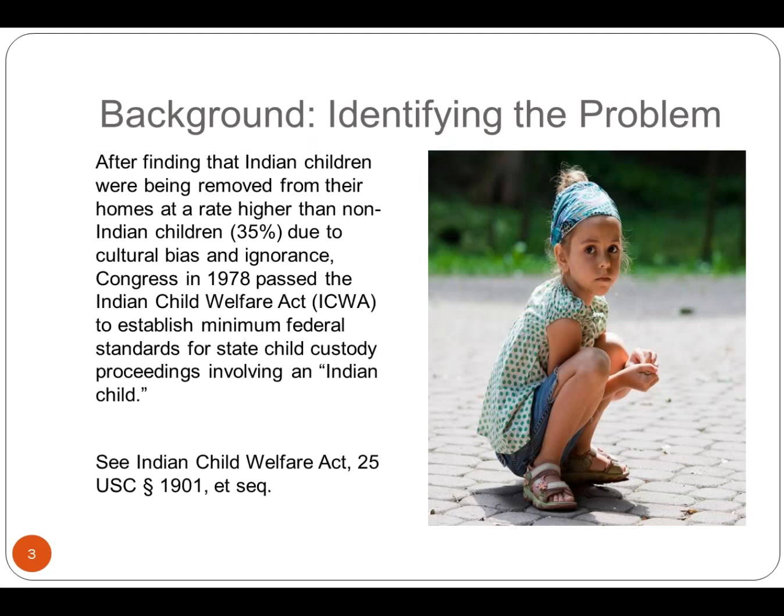So let's go back a ways to identifying the problem. Congress passed the Indian Child Welfare Act in 1978 after finding that Indian children were being removed from their homes at a higher rate than non-Indian children, 35%, largely due to cultural bias and ignorance. The Indian Child Welfare Act was passed to establish minimum federal standards for state child custody proceedings involving an Indian child. And the text of that act can be found at 25 United States Code, Section 1901.